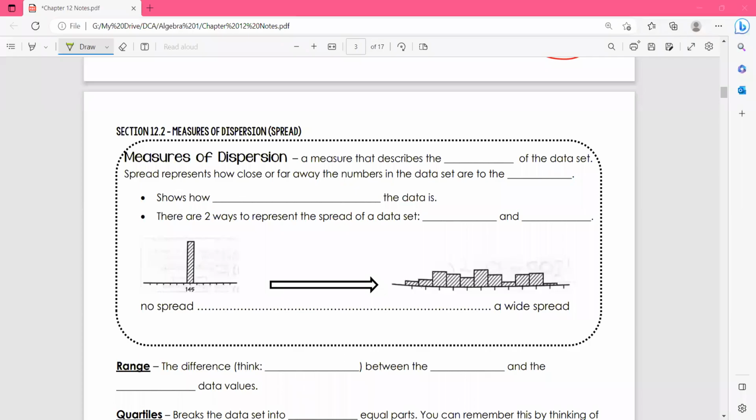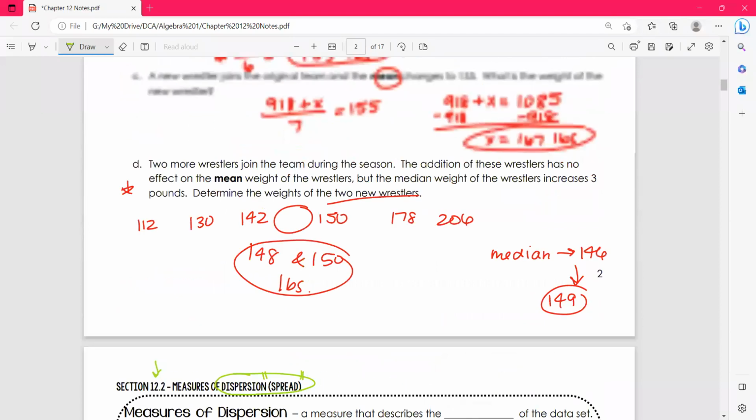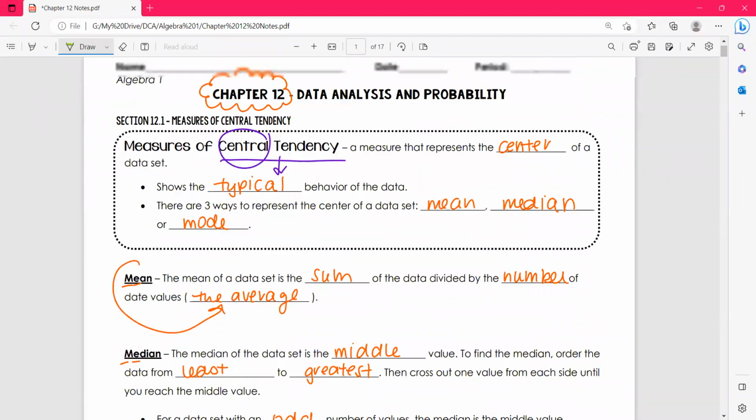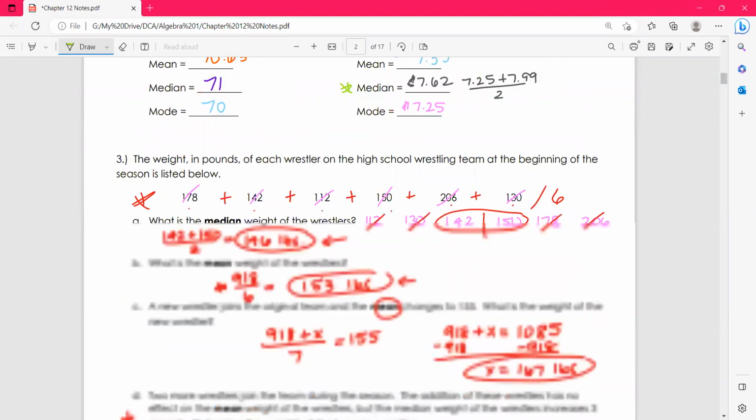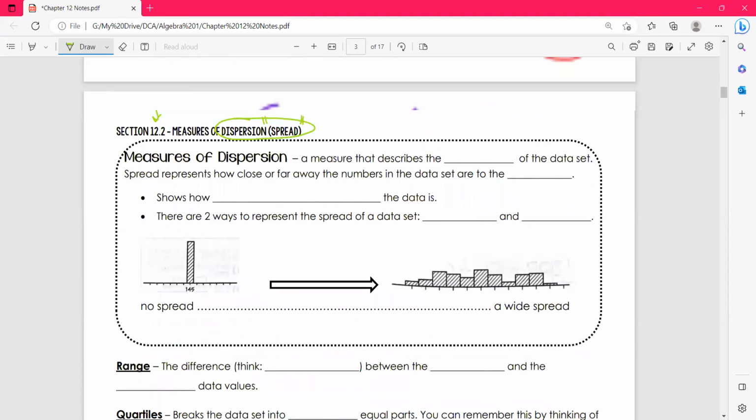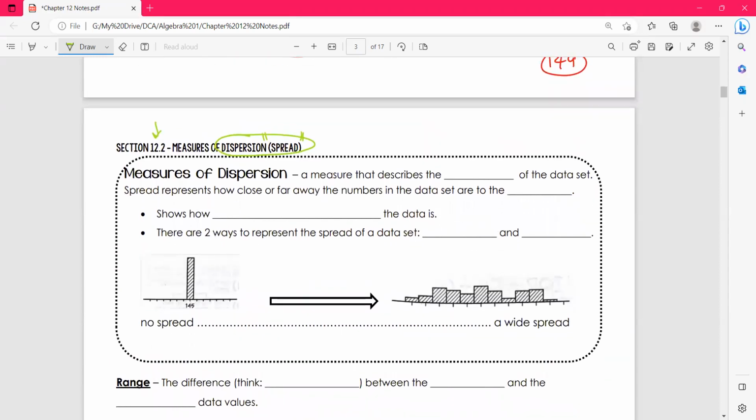Hey everyone, so now we are going to check out section 12.2, which is all about measures of dispersion, aka spread. And I want us to first recall section 12.1, and that was measures of central tendency. If you remember back here, central tendency is all about the center and the typical behavior of the data, right? The center, what happens more frequently in the data.